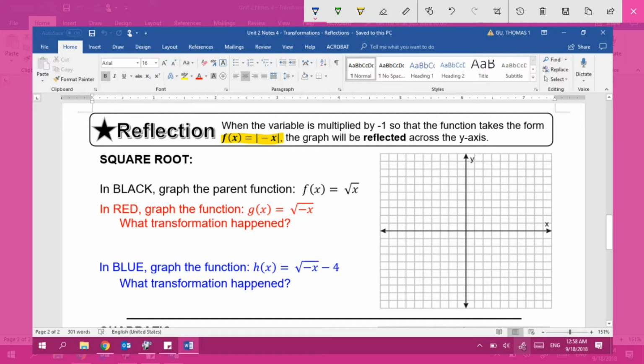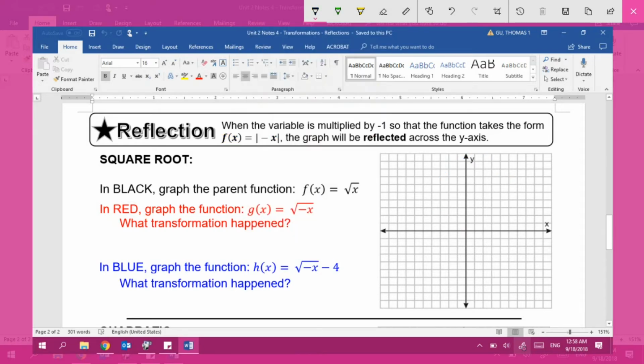So if I had like a triangle right here, I'd reflect it across the y-axis. That means over here, boom, because the y-axis is the straight up and down one. And then my triangle would look like this. See, that's the reflection across the y-axis. And that's when the negative sign is on the inside of your operation. So let's take a look using the square root example.